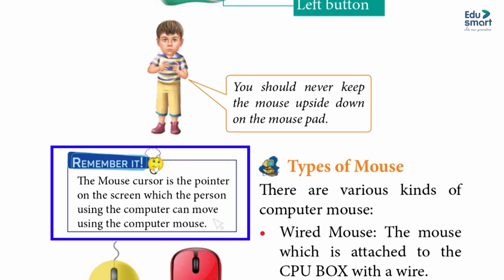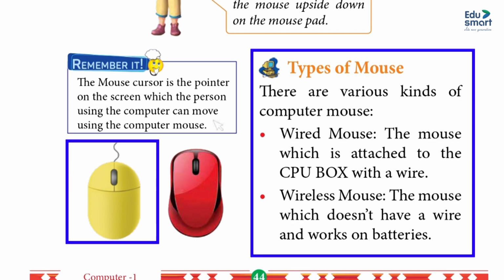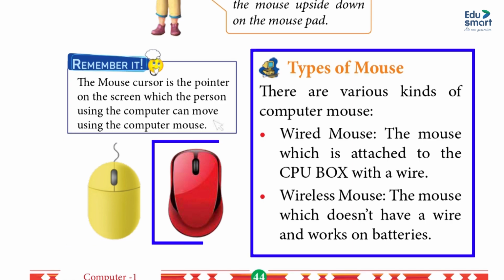Remember it. The mouse cursor is the pointer on the screen which the person using the computer can move using the computer mouse. Types of mouse. There are various kinds of computer mouse. 1. Wired mouse. The mouse which is attached to the CPU box with a wire. 2. Wireless mouse. The mouse which doesn't have a wire and works on batteries.